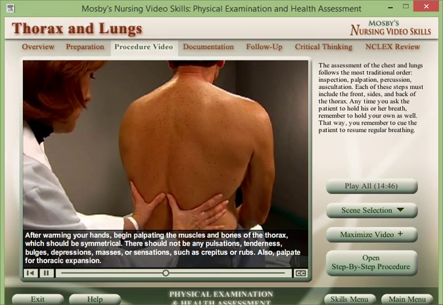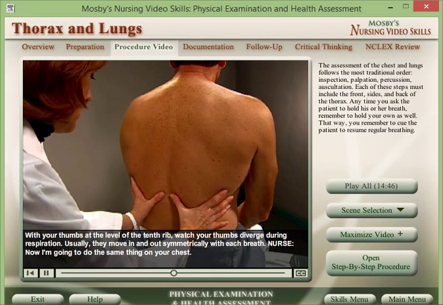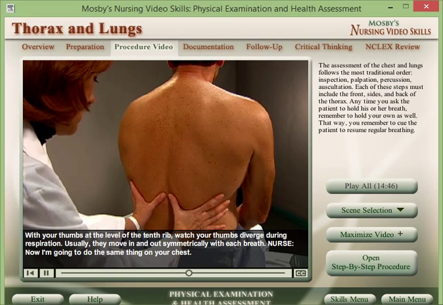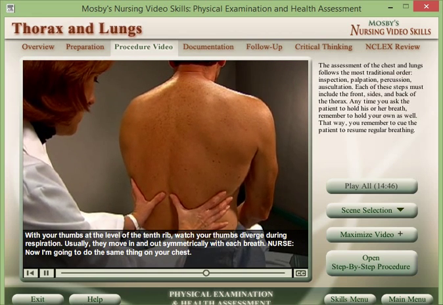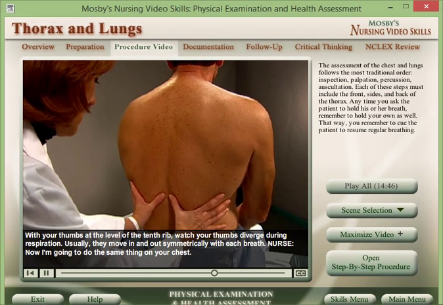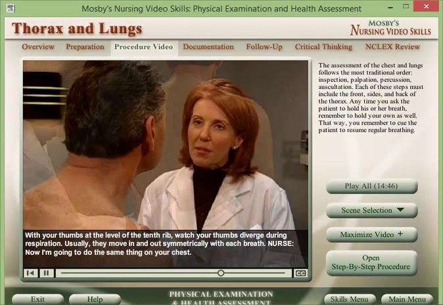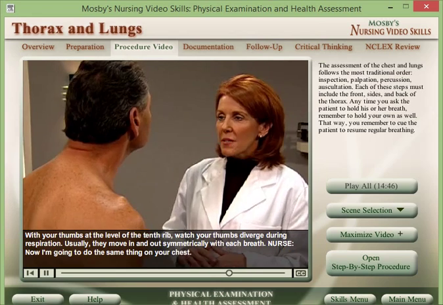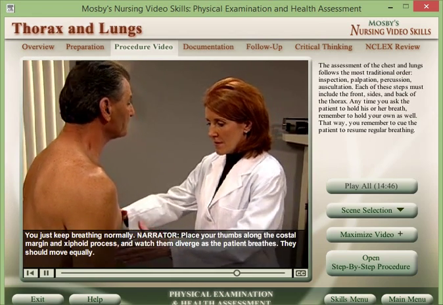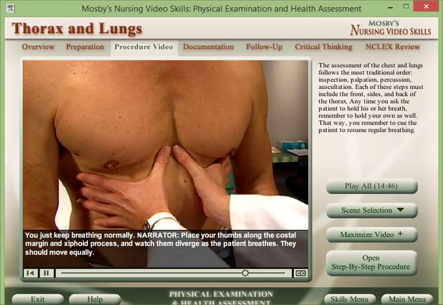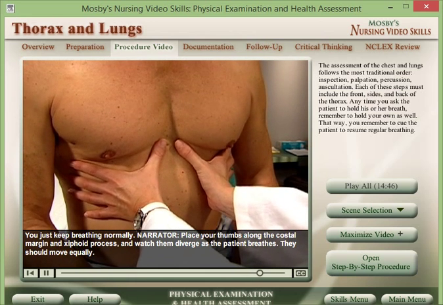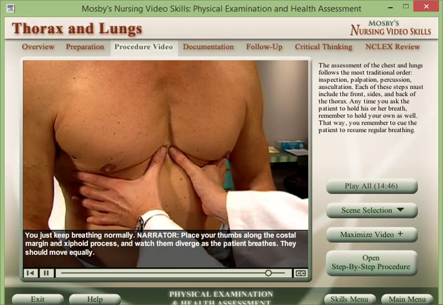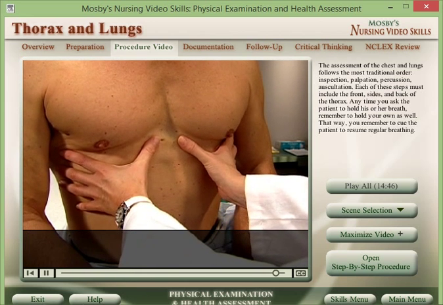Also, palpate for thoracic expansion. With your thumbs at the level of the 10th rib, watch your thumbs diverge during respiration. Usually they move in and out symmetrically with each breath. Now I'm going to do the same thing to your chest, so please keep breathing normally. Place your thumbs along the costal margin and xiphoid process, and watch them diverge as the patient breathes. They should move equally.